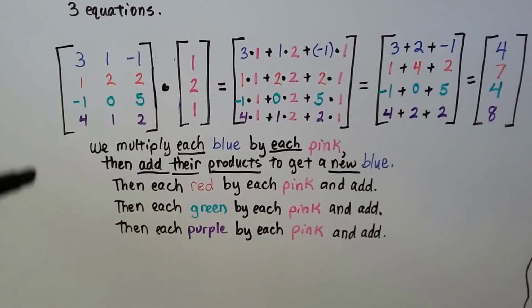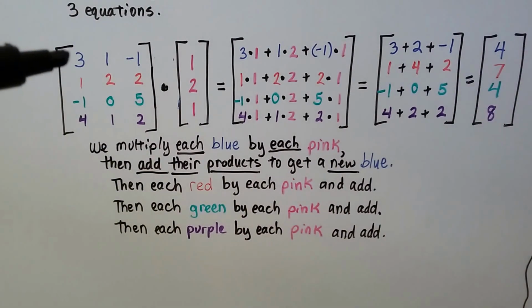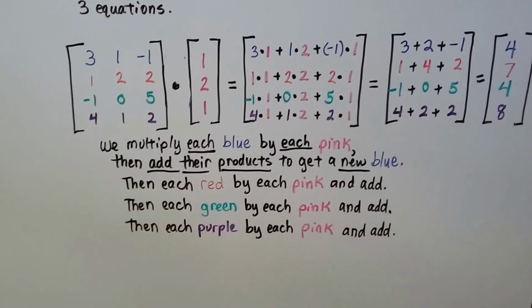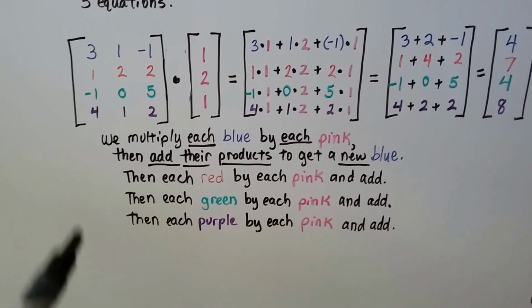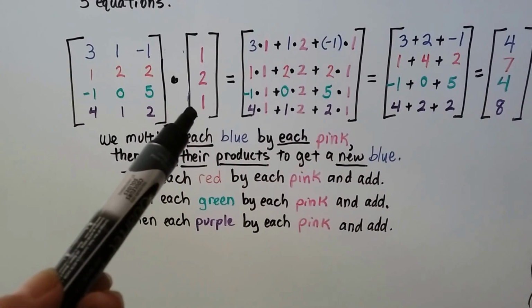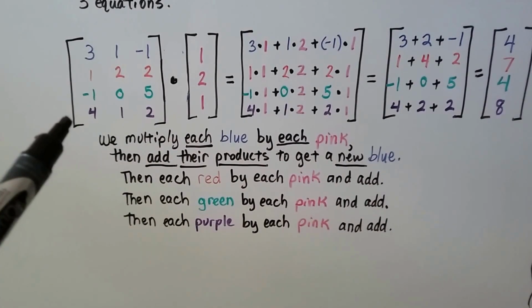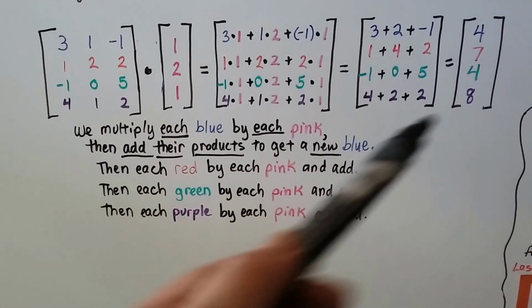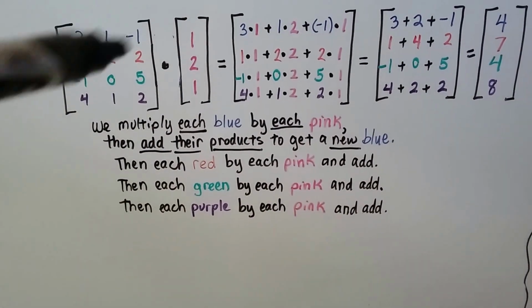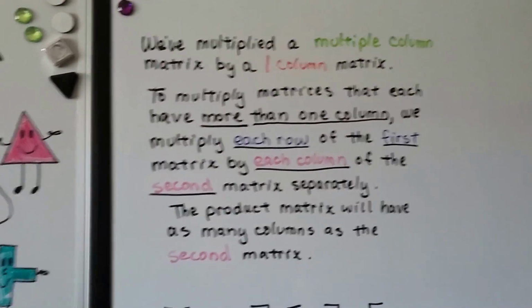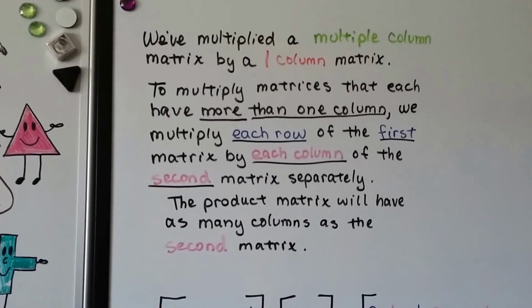So what we did was we multiply each blue by each pink, and then we add their products to get the new blue. So we got a new blue, see? Then we multiply each red to the pinks. Then we multiply the greens to the pinks and the purples to the pinks, and we add them up, okay? See? Now we've multiplied a multiple column matrix by a 1 column matrix.